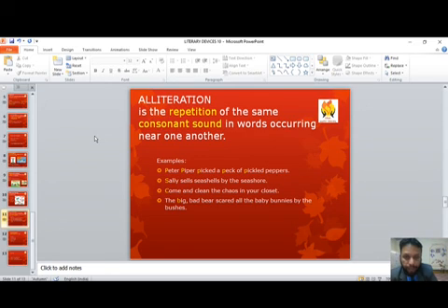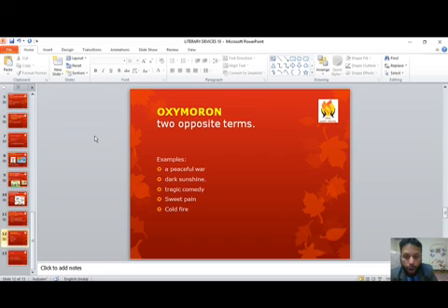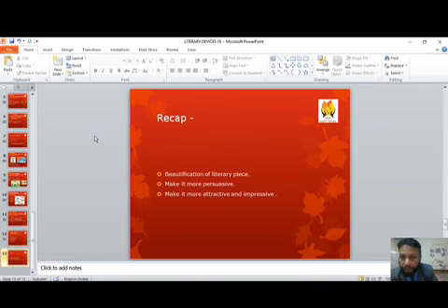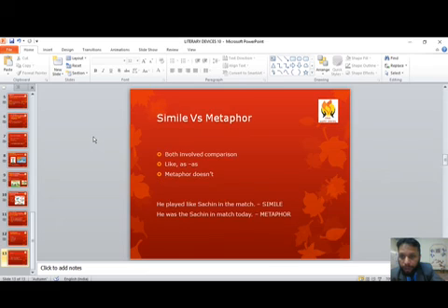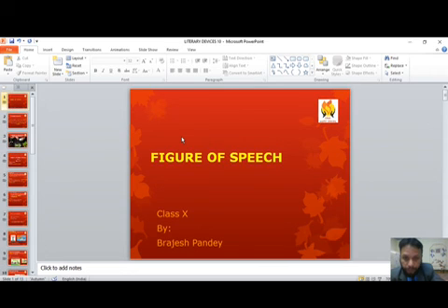Please make sure that the consonant sound is being repeated, it is not the vowel sound, because vowel definitely exists in all the words or sentences. Oxymoron. Oxymoron is presenting two opposite terms or two contrary terms in the same sentence or in the same phrase. So this was all about the little figure of speech.